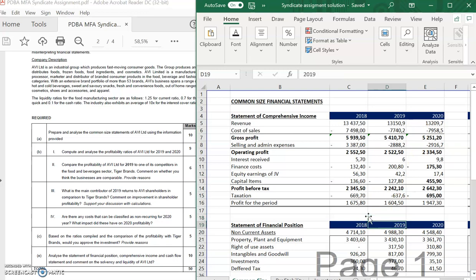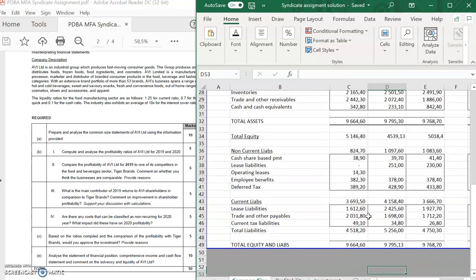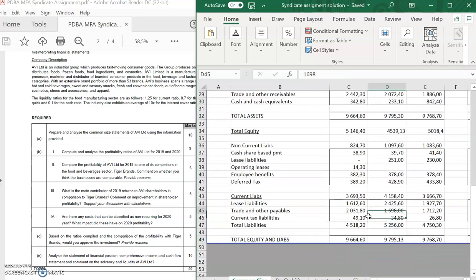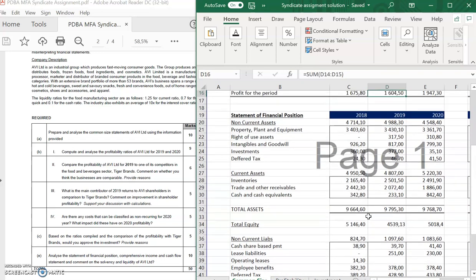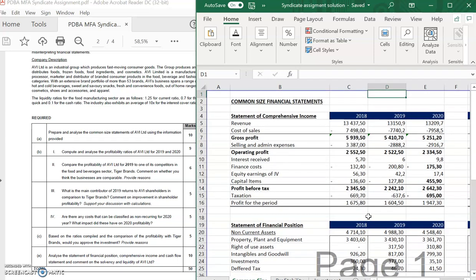I've also provided the statement of financial position and the statement, with total equity and liabilities coming through here. Okay, this is your entire statement that I've copied through from your annual report.